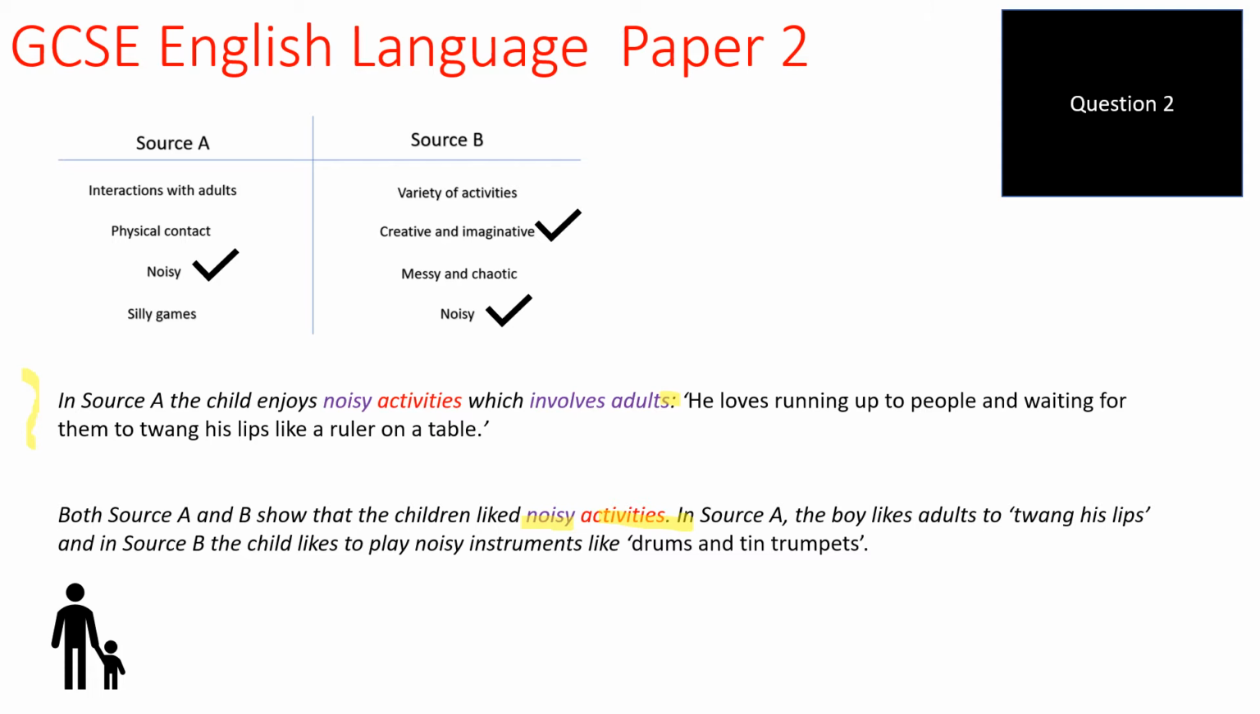And here I've done it a little bit differently with the use of quotes. I've kind of embedded the quotes into the sentence just to make it flow and a little bit easier. And remember, we're not looking for big quotes. So you can put words in or phrases in there and you can carry that on with your point there. So in source A, the boy likes adults to twang his lips. So I've kind of really reduced that quote there and just put it down to 3 words. And in source B, the child likes to play noisy instruments like drums and tin trumpets. So all I'm doing is I'm using my quote to support.